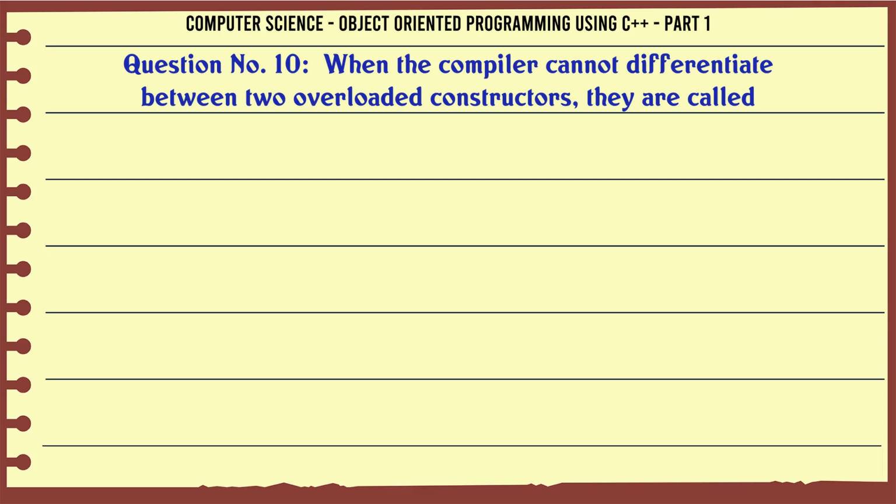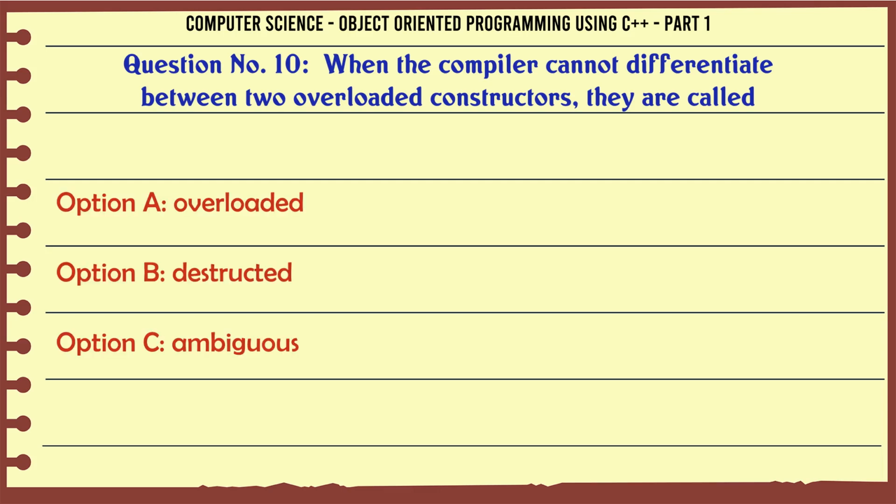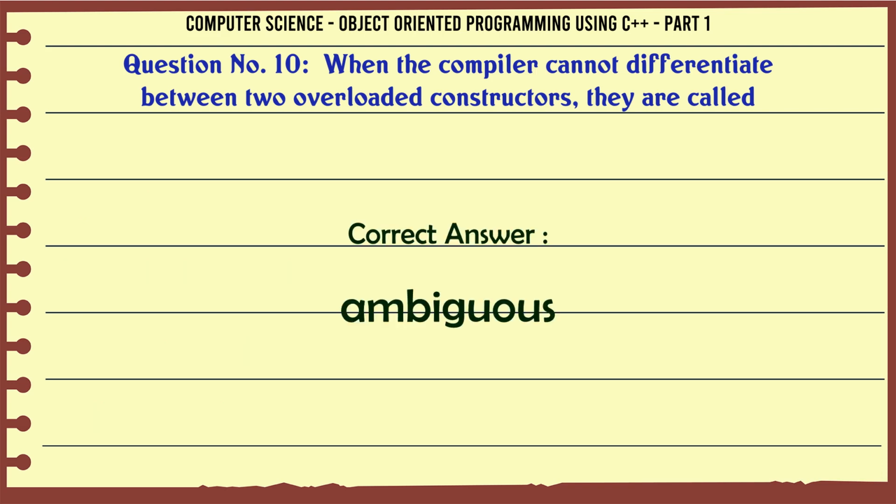When the compiler cannot differentiate between two overloaded constructors, they are called A. overloaded. B. destructed. C. ambiguous. D. dubious. The correct answer is ambiguous.